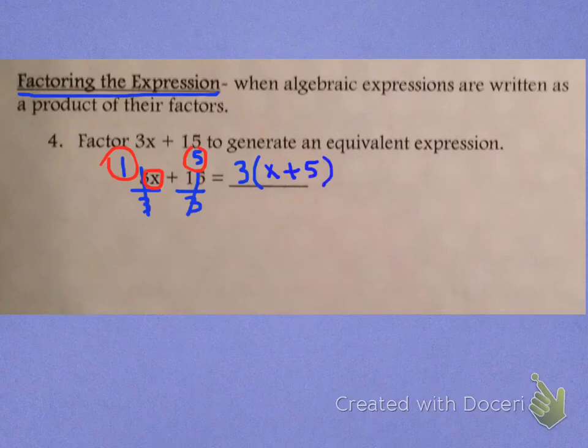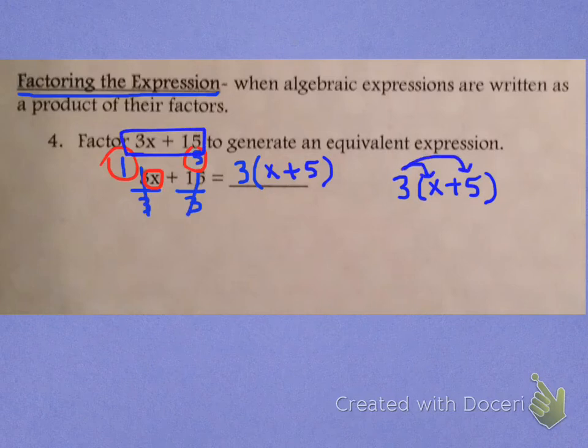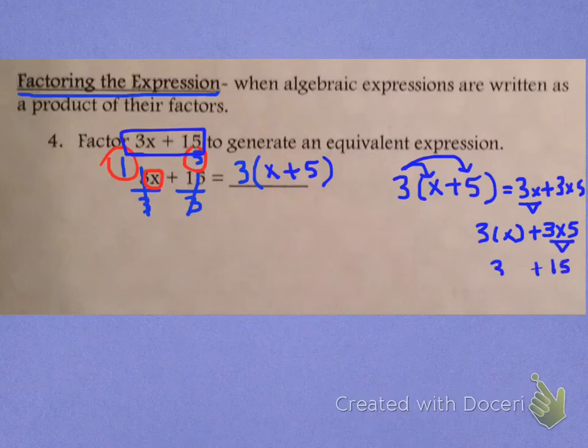Let's check our answer. If I take 3 parentheses x plus 5, that means we're going to get our original 3x plus 15. So let's distribute, multiplying 3 times x plus 3 times 5. 3 times x is 3x plus 3 times 5. 3 times 5 is 15. Therefore, 3x plus 15 equals 3 parentheses x plus 5.